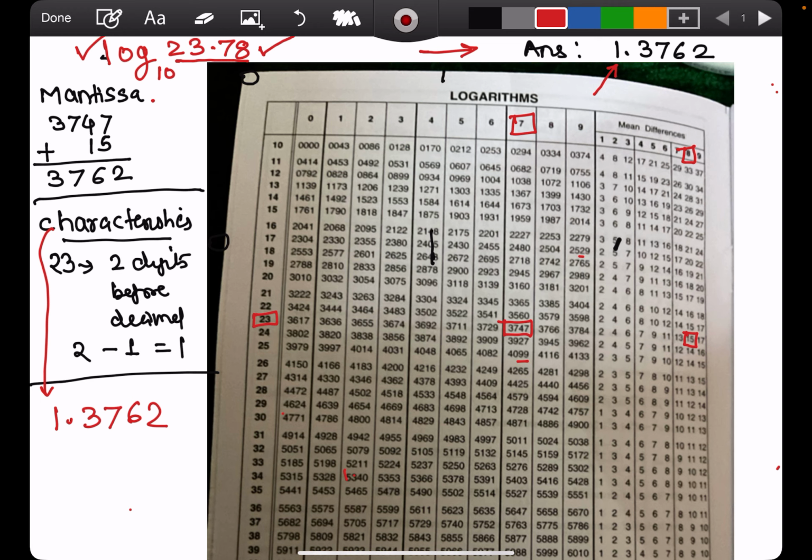One step is to find what is known as the characteristic. So I need to first find the characteristic in the answer. In my answer, for example, the characteristic is 1. How I got 1, I am going to explain. And the second part is I need to find the mantissa. This part of my answer, which is 3762, is called the mantissa, and this one is the characteristic.